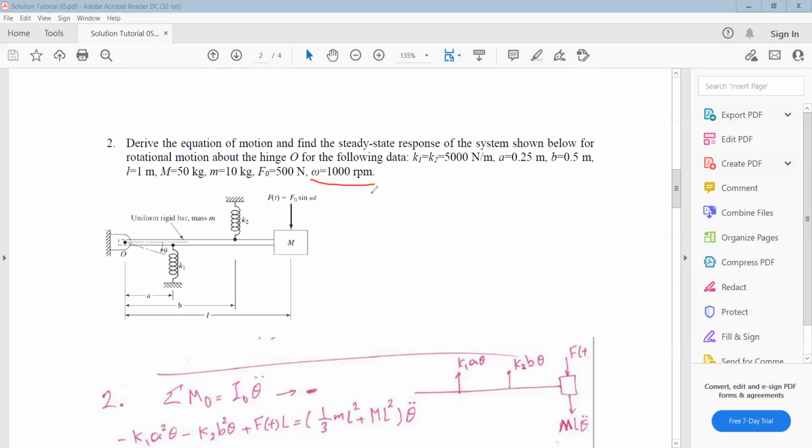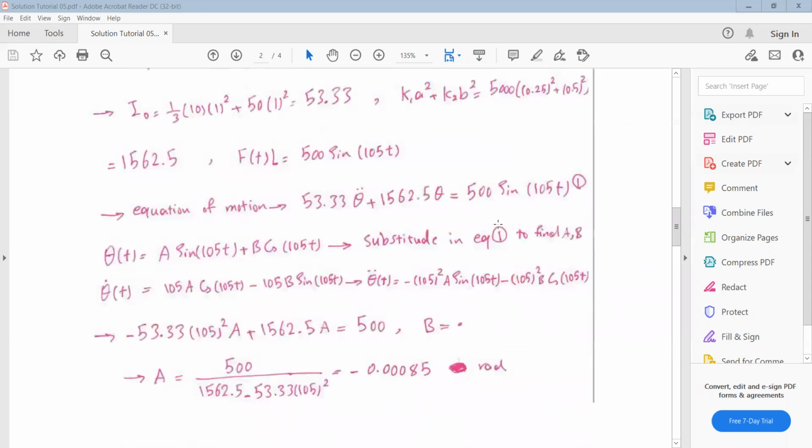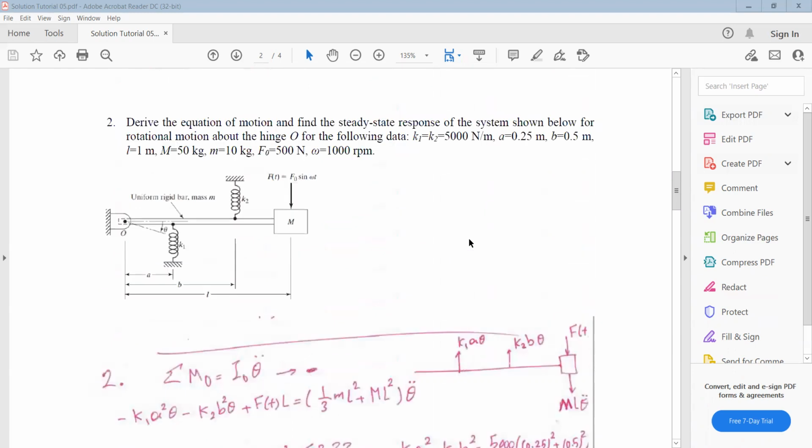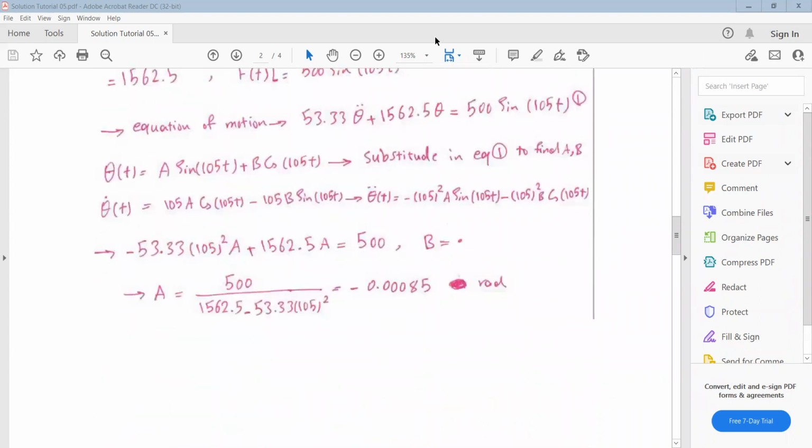It must be multiplied by 2 pi and divided by 60, and it's equal to 105. This is the omega. Okay, so this is the non-homogeneous term, and to obtain the steady state, because according to the problem description, we only need to obtain the steady state response.